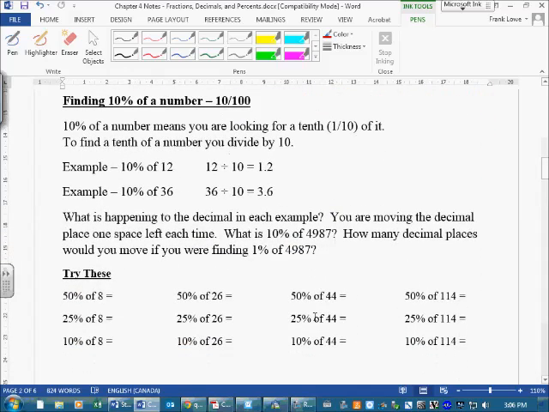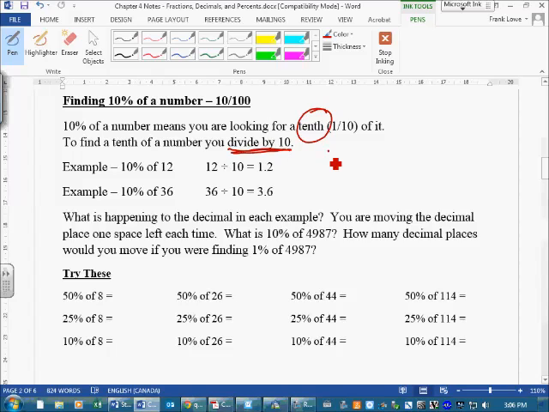Now 10%. Actually, this is my favorite one. How much of a geek am I? Okay, so 10% of a number means you're looking for a tenth of it, 1/10 of it. And yet, you guessed it, you're dividing by 10. But what I want you to do is look at these questions very carefully. 10% of 12, that is 12 divided by 10. It's 1.2 or 1 2/10. 36 divided by 10 is 3.6 or 3 6/10. What is happening here every time?